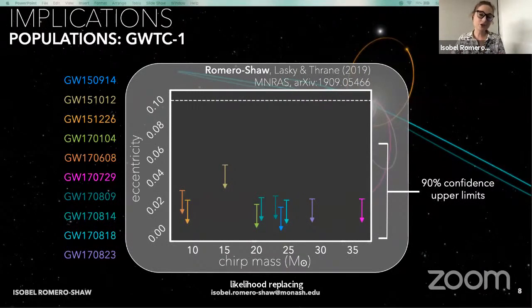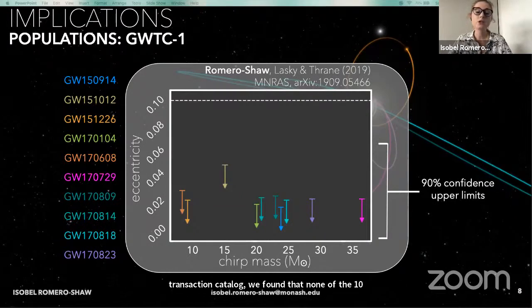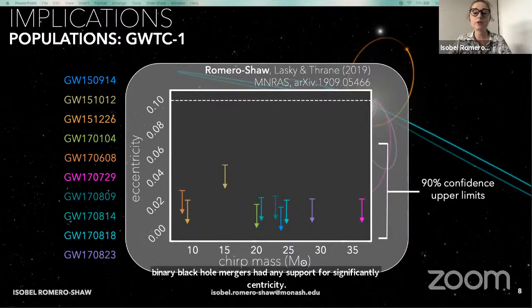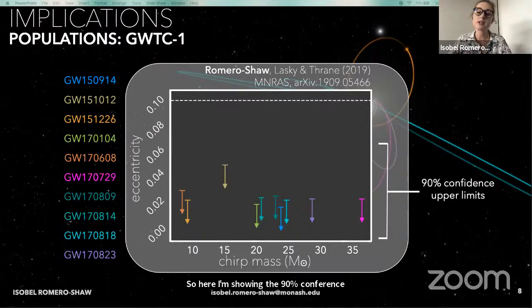And what have we measured? Well, from the first transient catalog, we found that none of the 10 binary black hole mergers had any support for significant eccentricity. So here I'm showing the 90% confidence upper limits on eccentricity plotted against the chirp mass of the binary. And this result is actually consistent with both the isolated and the dynamical formation channels, since, as I mentioned previously, we expect only 5% of globular cluster mergers to have eccentricities greater than 0.1 at the detector. And that is 1 in 20, and we have only 10 events here.